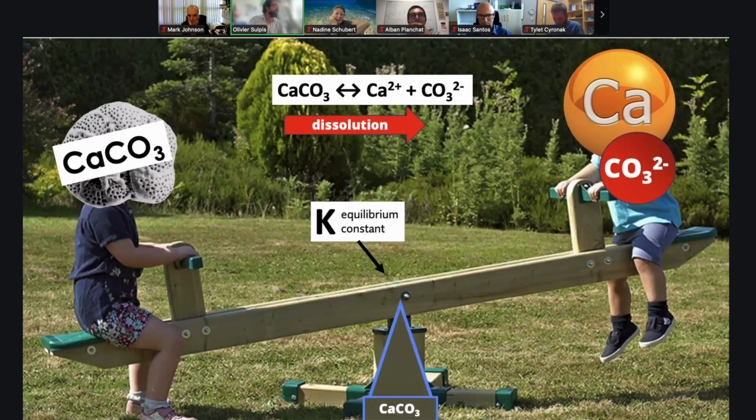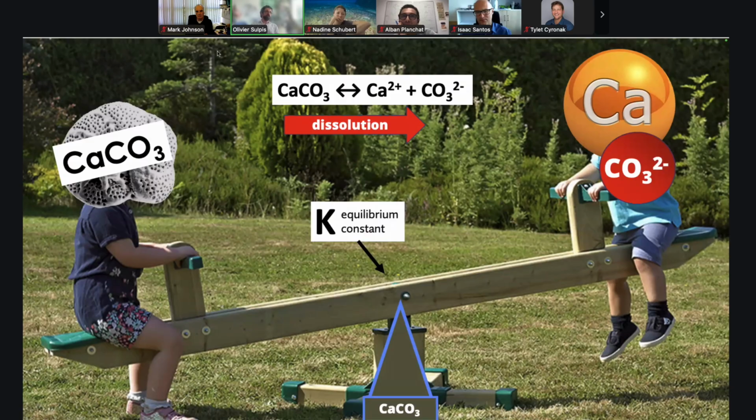Here's how I like to explain the dissolution reaction. You can think of any chemical reaction as a seesaw, and if you want to find out in which direction this chemical reaction will go, you have to think about how much of the reactants or of the products of that reaction you have. So in the case of the dissolution of calcium carbonate, here I placed on the left side a foraminifera, could be any calcium carbonate shell or skeleton. Let's say it's at equilibrium in a beaker of seawater.